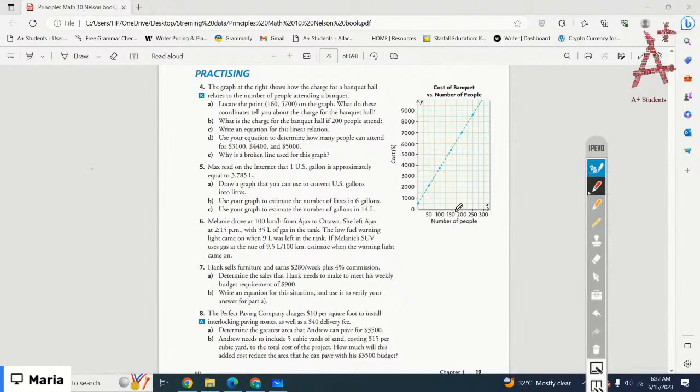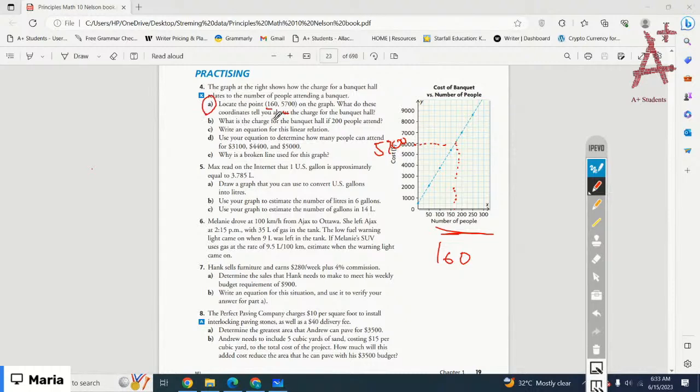Okay, you can see here is 150. Got it? That means 160 is right next to 150. Let's suppose it is here. That means it is 160 and 5700. These numbers represent the number of people. Got it? That means 160 is the number of people and the cost would be 5700. That means if you invite 160 guests, the cost of the banquet hall is 5700. Got it? That is from point A. You can see the information.